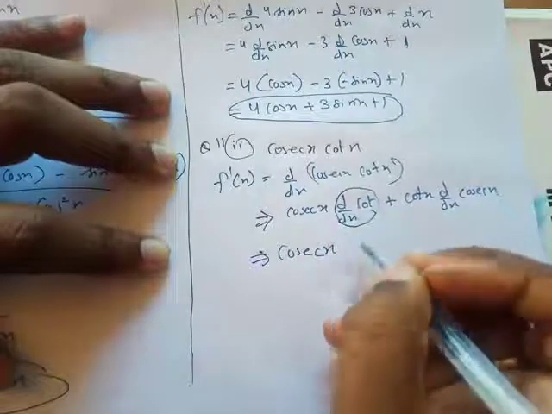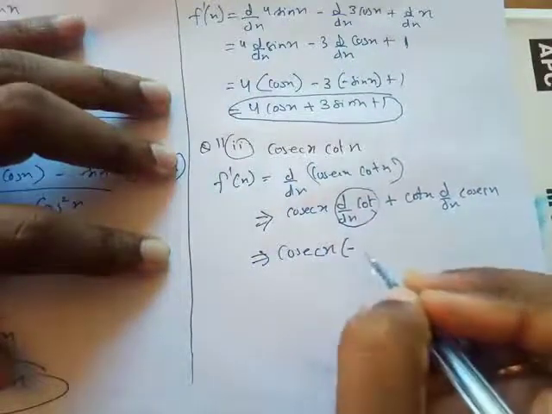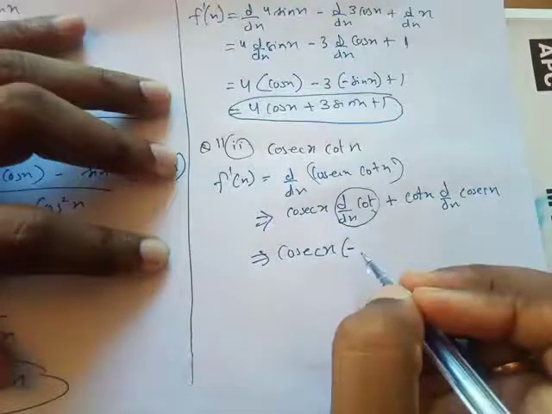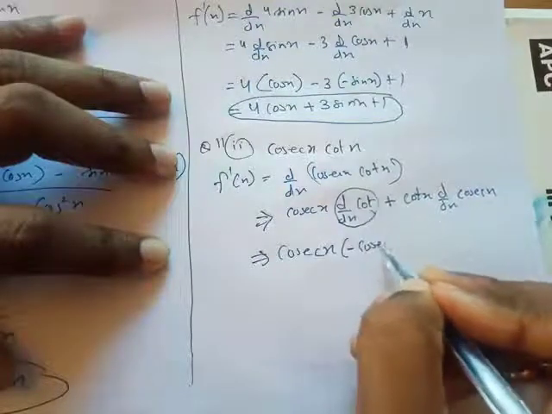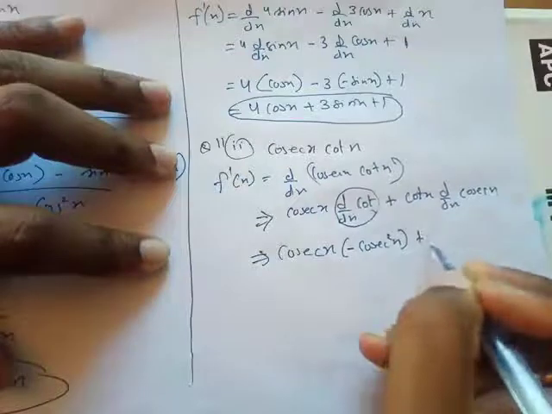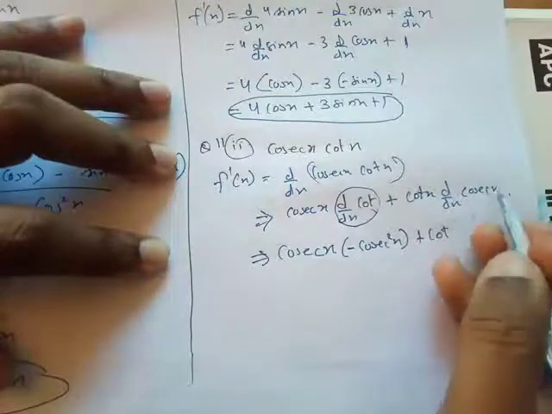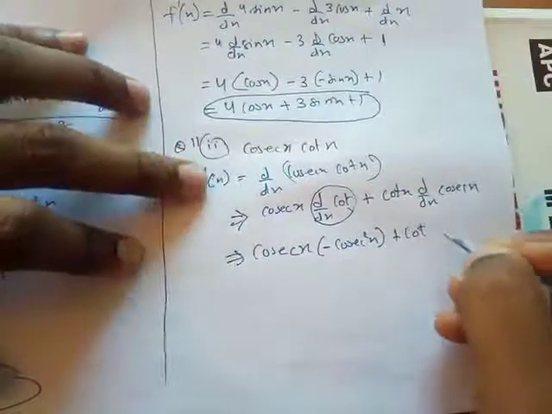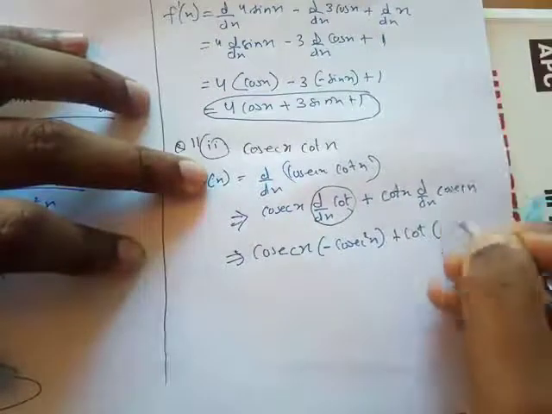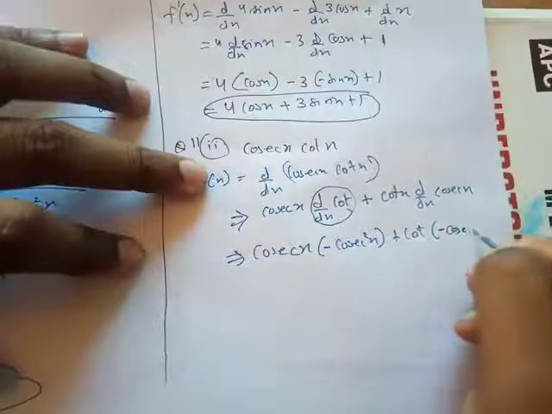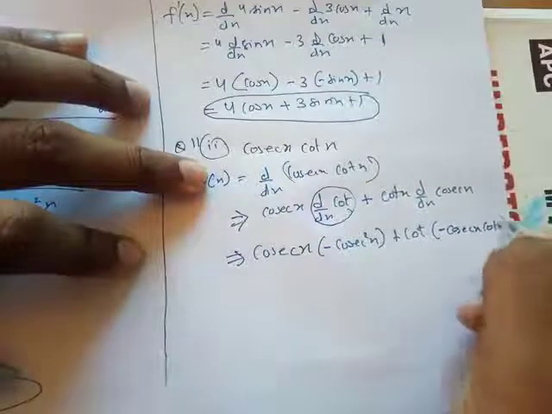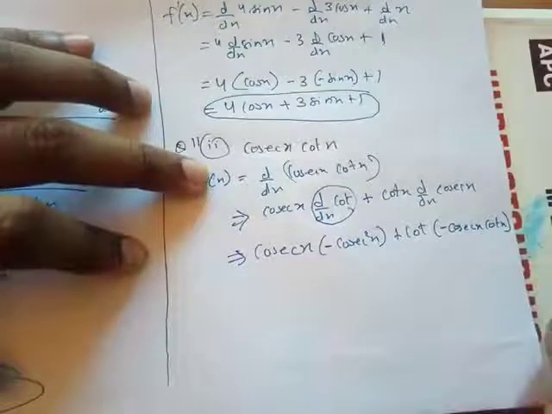So I'll write this as it is, cosec x, and derivative of cot. What is derivative of cot? That is minus cosec square x, plus cot x will be written as it is. What is the derivative of cosec? Derivative of cosec is minus cosec x cot x. This is the derivative which we did learn in the table.